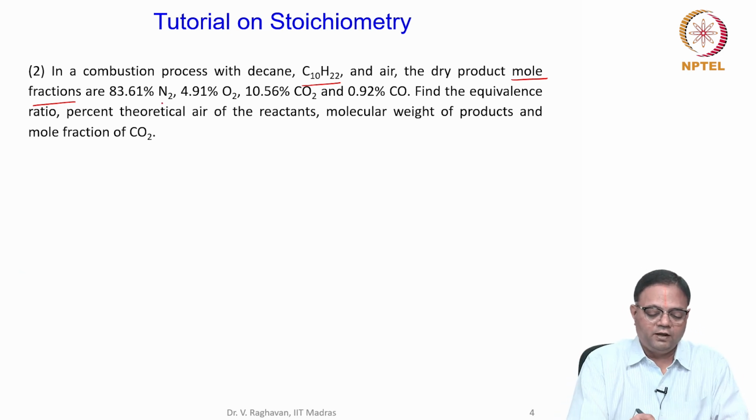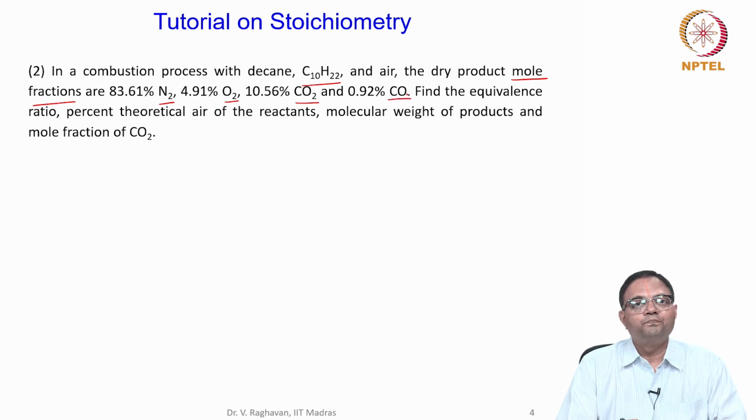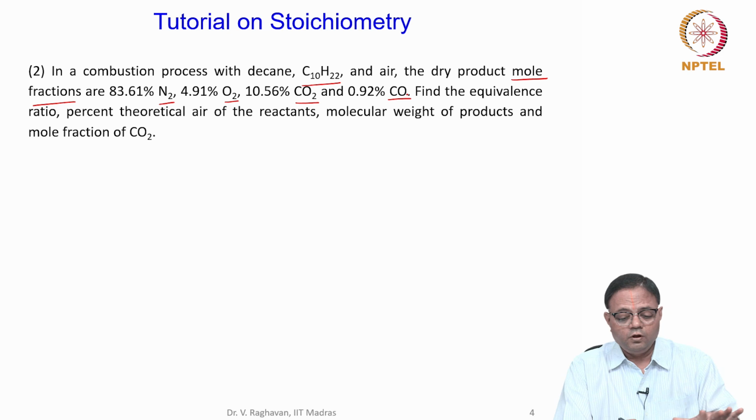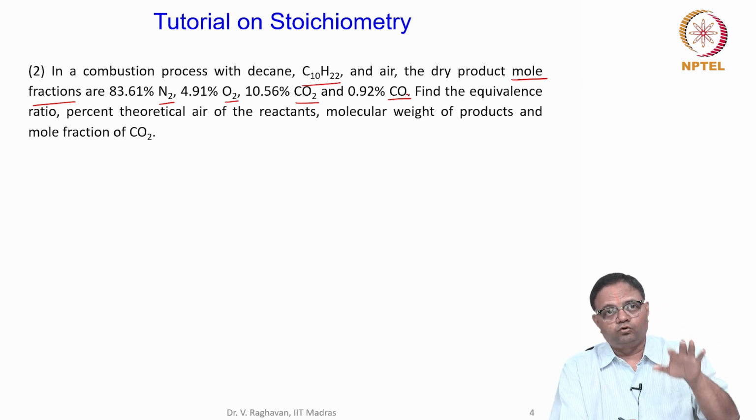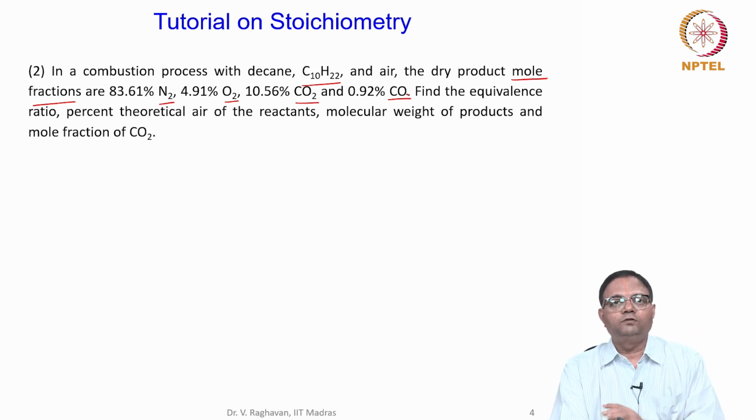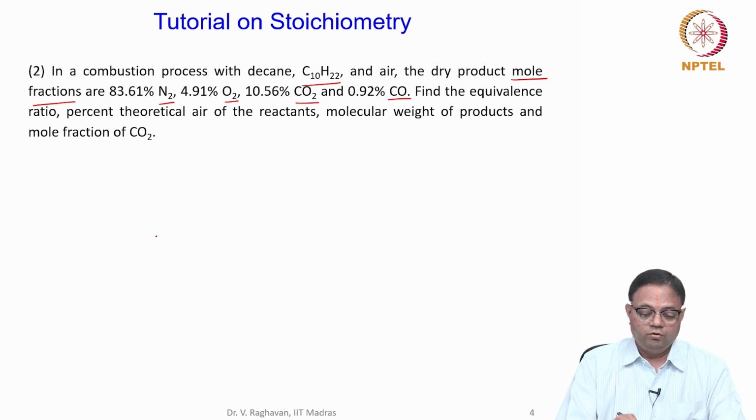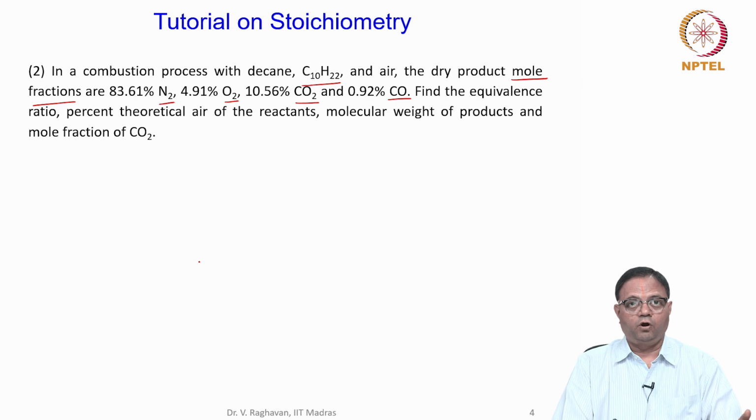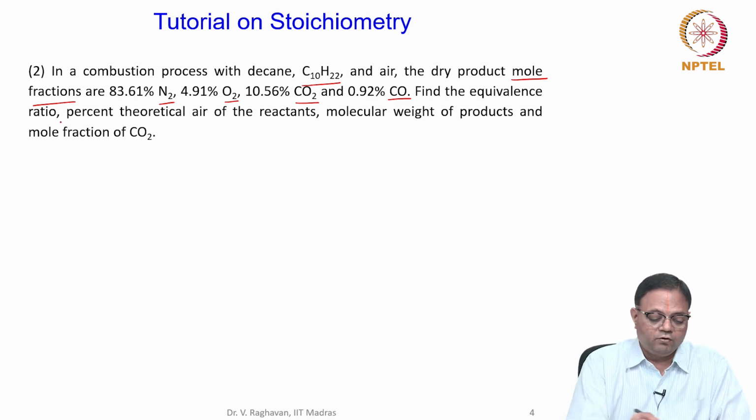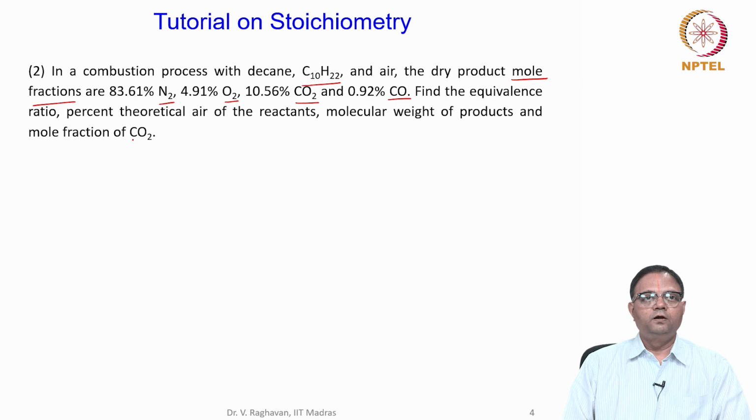Here it's a volumetric analysis, so we got the mole fractions. So products basically are nitrogen, some oxygen also is seen, CO2 and CO is also there. Obviously H2O will also be there, but it is not known to us because it is removed and the analysis is carried on. Now with this product information on dry basis, find the equivalence ratio, percent theoretical air of the reactants, molecular weight of the products, and mole fraction of CO2. That's what we have to find.